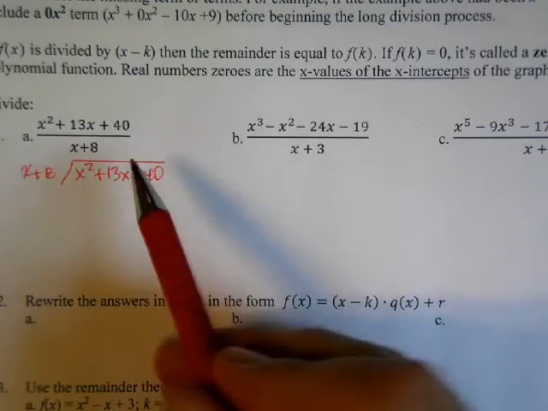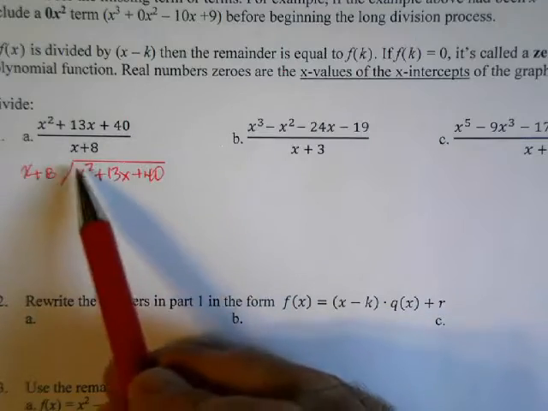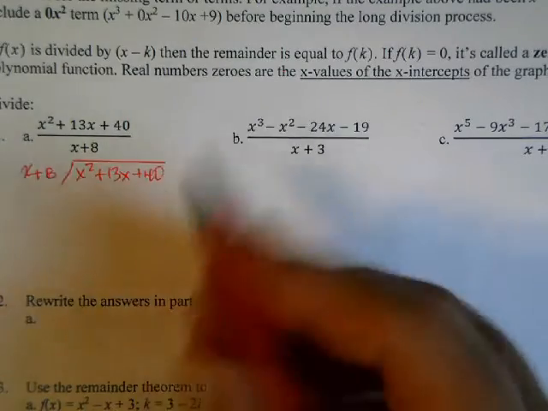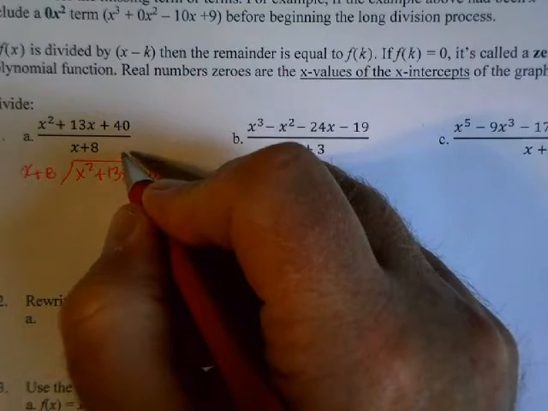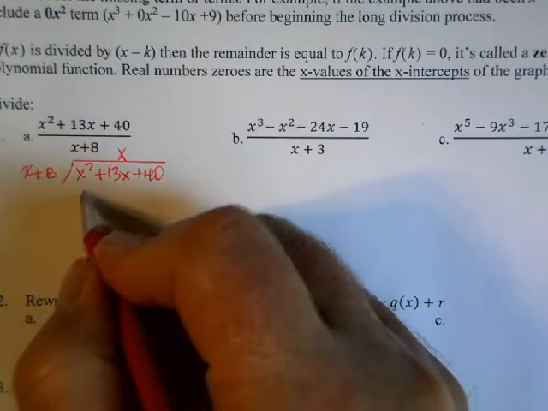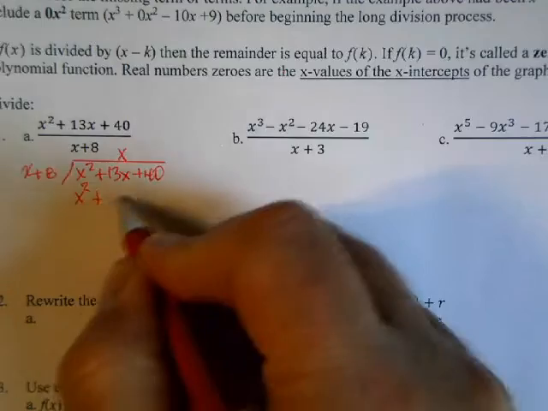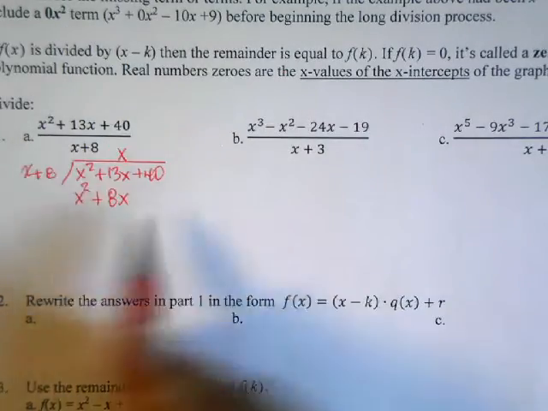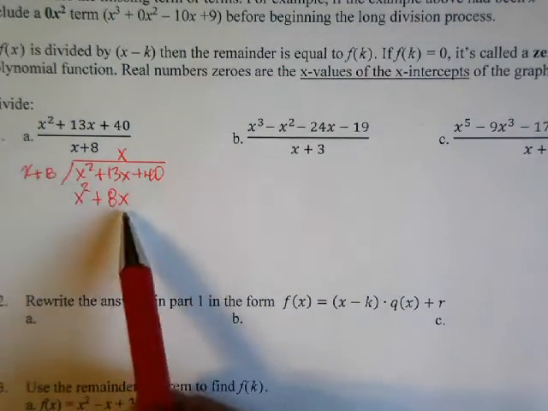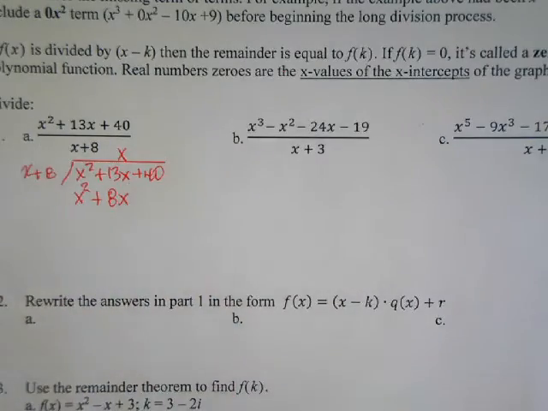All right, so again, the way I look at it is, I want to get rid of the x squared term, so something times x to give me x squared. Well, obviously that's going to be an x. So that'll give me x squared plus 8x. And again, all I've done is x times x for the x squared, x times the 8 for the 8x.